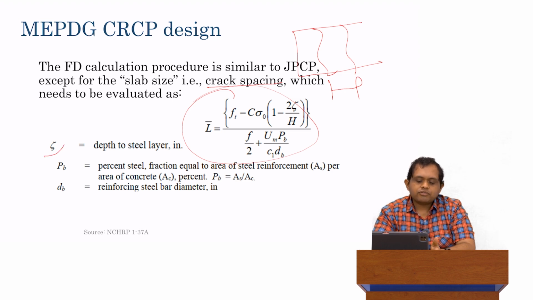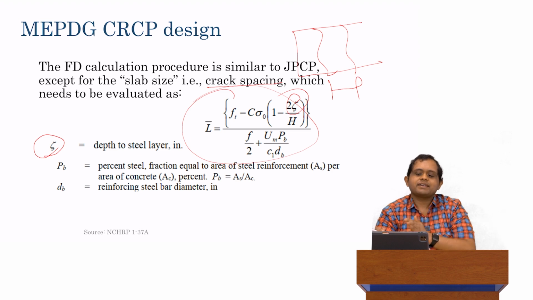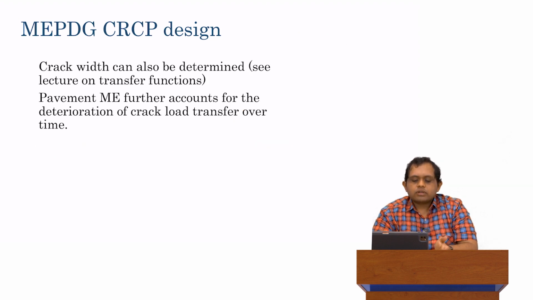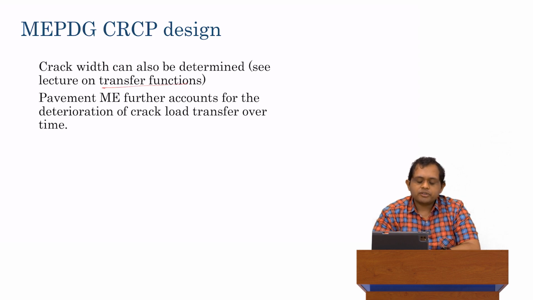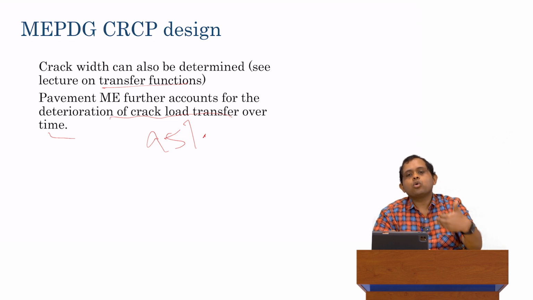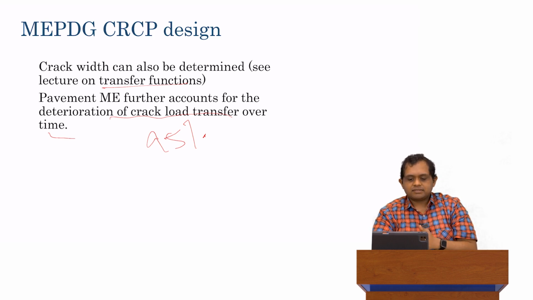What you see here is also a function of the depth of the steel. So depth of the steel affects not only the crack width, it can also affect the crack spacing. We can also directly determine the crack width. I showed you an equation of a transfer function to determine the crack width in the lecture on transfer functions, so please go back and take a look at that. Pavement ME further accounts for deterioration of the crack load transfer. Initially it starts with an assumption of 95%. Over time that is going to decrease as the spalling in the crack and the crack width increases. So it does that sort of incremental analysis.